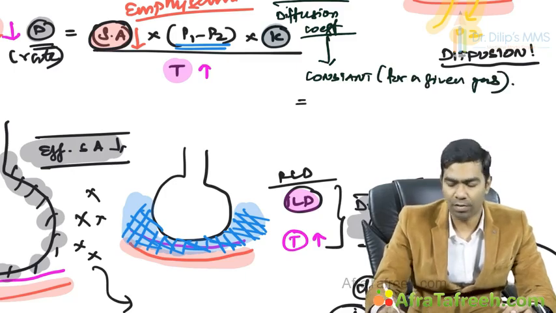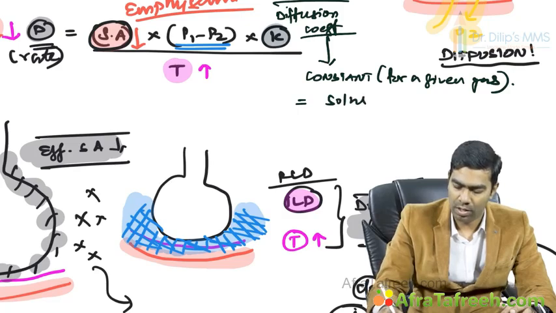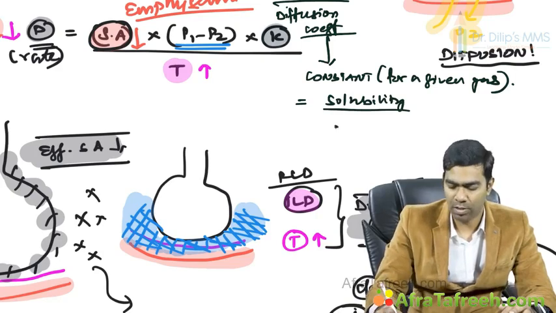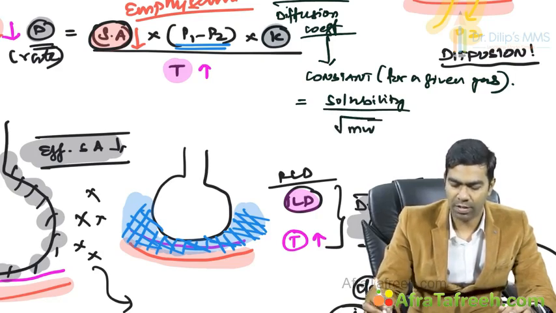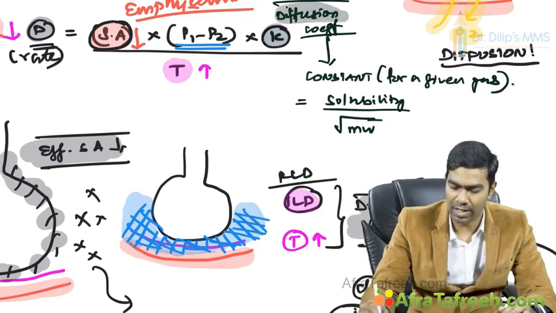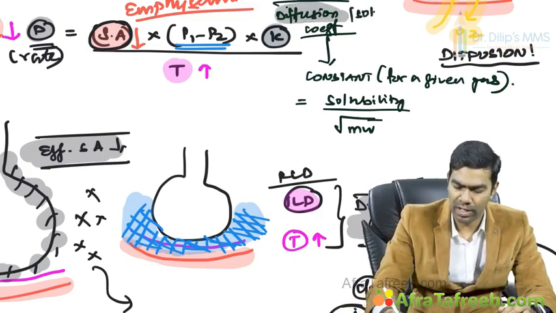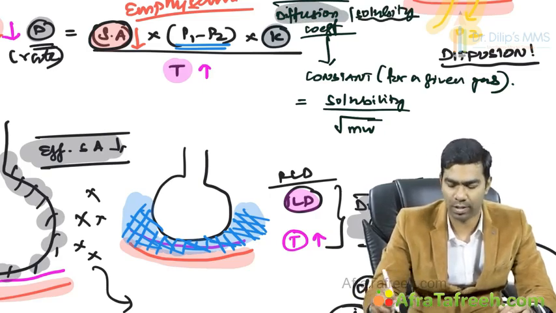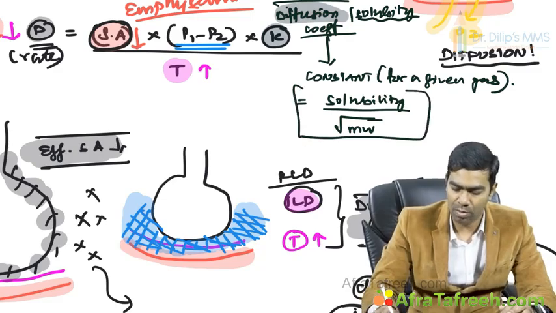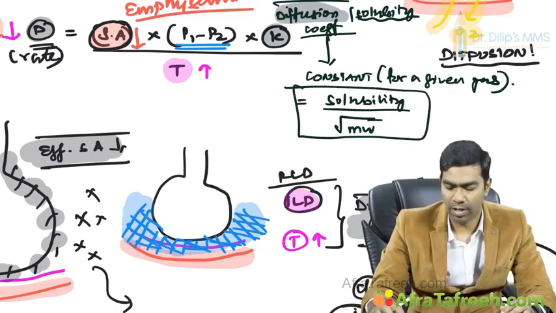It is usually given by the formula called solubility divided by square root of molecular weight, which means this diffusion coefficient can also be rewritten as something called a solubility coefficient. So it's given by the formula solubility by square root of molecular weight.